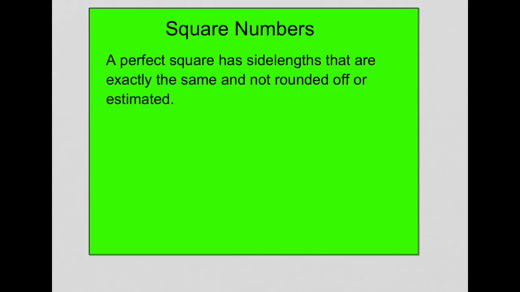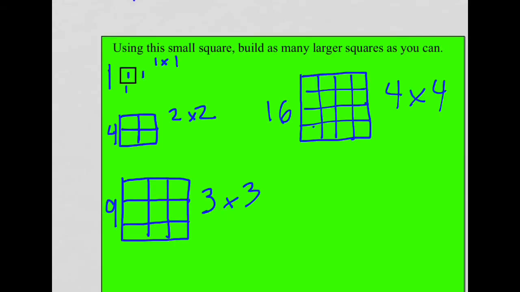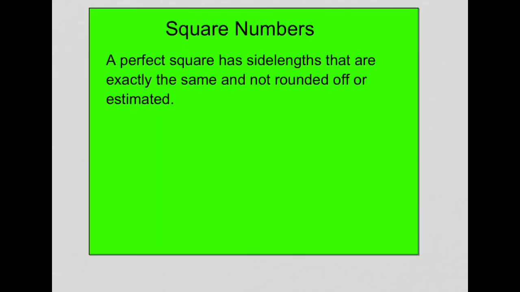A perfect square has side lengths that are exactly the same and not rounded off or estimated. So all of these, 1, 4, 9, 16, are perfect squares because they have side lengths that are exactly the same and they're not rounded off or estimated. The focus of today is just going to be looking at these perfect squares.